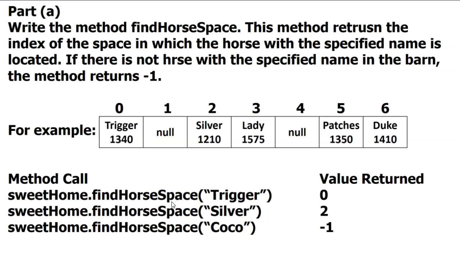Anyways, if I go findHorseSpace Trigger, it's going to return index 0 because there's a horse with name Trigger at space 0. If I said findHorseSpace Silver, okay, that'll give me the 2 because that's where Silver is. If I say findHorseSpace Cocoa, I don't see a Cocoa in here. That's why I'm getting the -1.